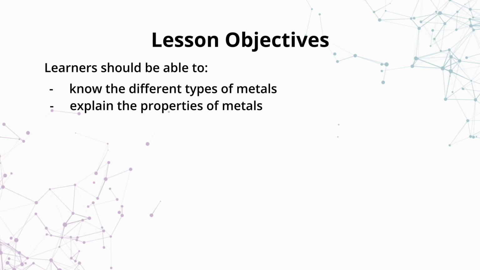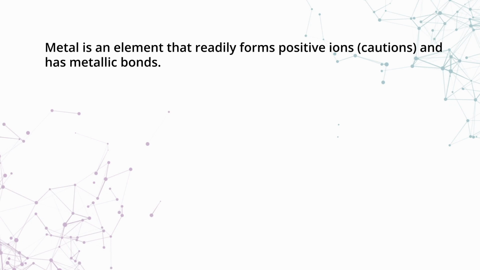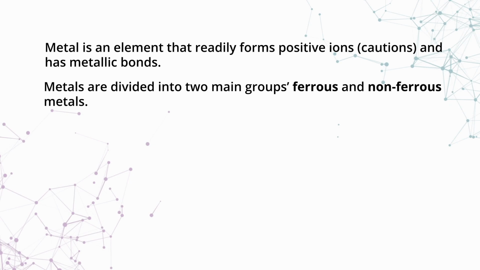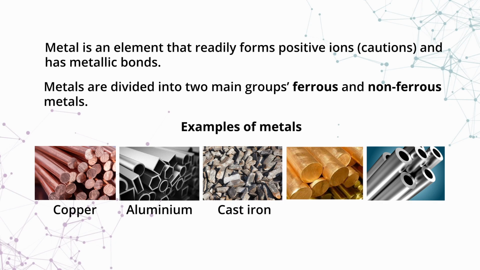Before I start with explaining the properties of metals, I would just want to make sure that you all understand the different types of metals used in plumbing as well as what metal means. Metal is an element that readily forms positive ions and has metallic bonds. Metals are divided into two main groups, which are ferrous and non-ferrous metals. Examples of metals are copper, aluminium, cast iron, brass, and stainless steel.